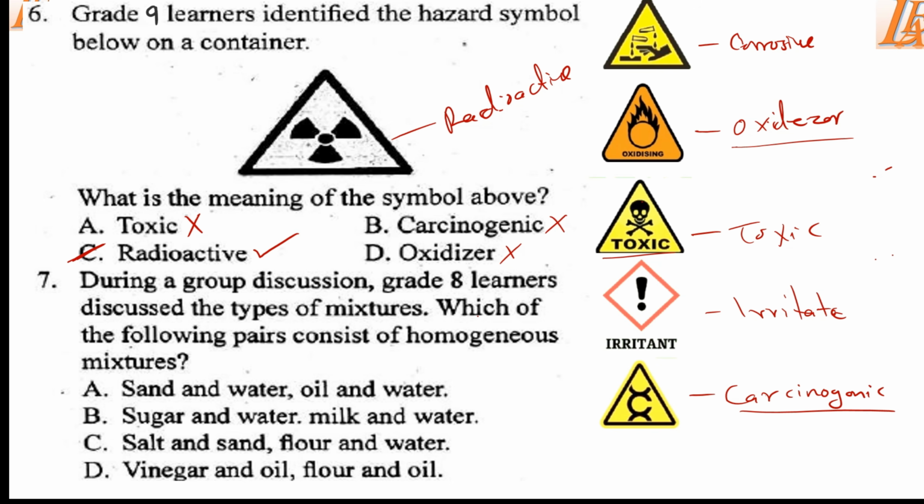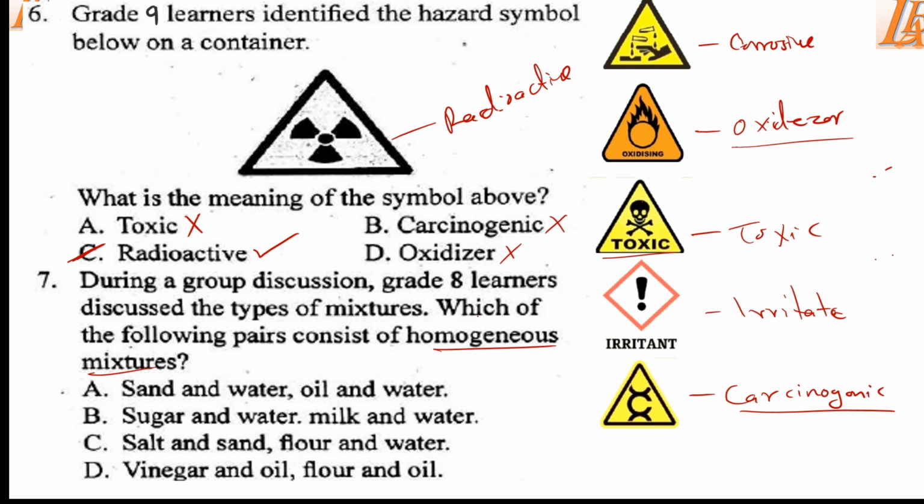Question 7. During a group discussion, grade 8 learners discussed the types of mixtures. Which one of the following pairs consists of a homogeneous mixture? Before we even determine which one represents a homogeneous mixture, it's very important for us to know what a homogeneous mixture is. A homogeneous mixture is a mixture in which the particles are uniformly distributed so that you cannot distinguish each and every part.